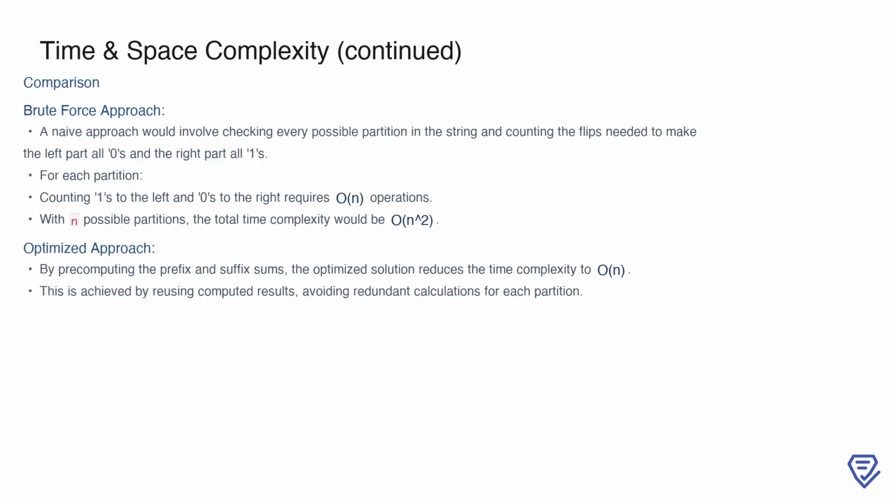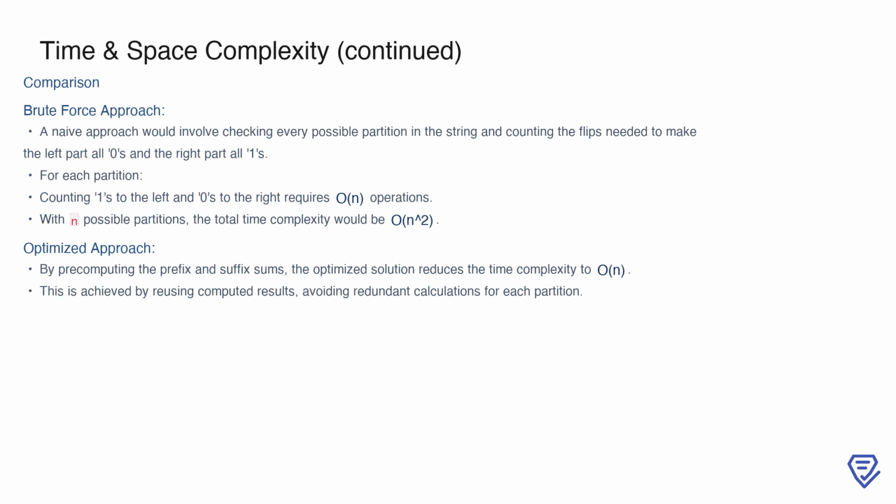To better understand the efficiency of this optimized approach, let's compare it to the brute force method. In the naive approach, we would evaluate every possible partition in the string to determine the flips needed to make the left part all zeros and the right part all 1s. For each partition, counting the 1s on the left and zeros on the right requires O(n) operations, and since there are n possible partitions, the total time complexity becomes O(n squared).